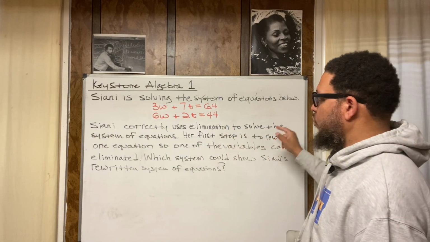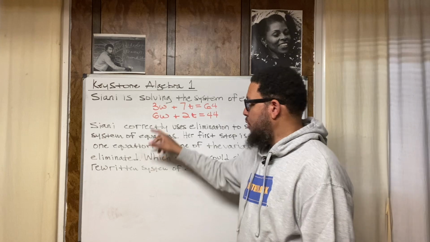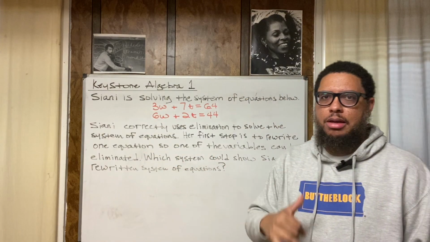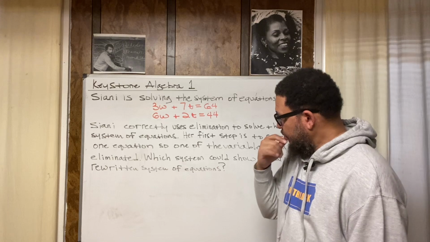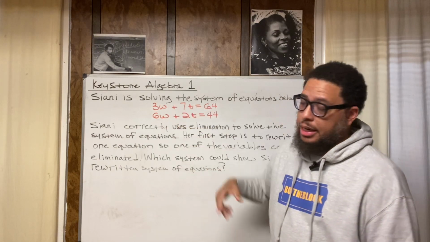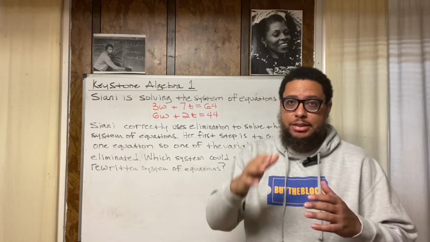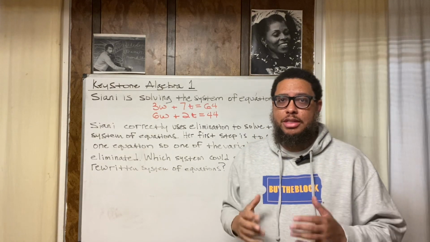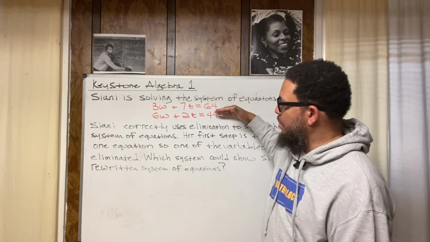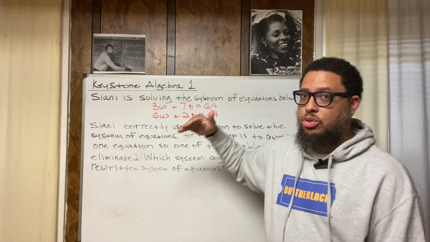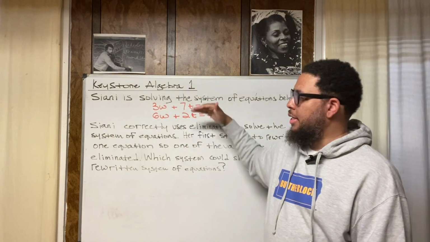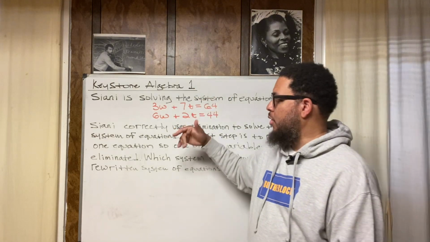Her first step is to rewrite one equation so one of the variables can be eliminated. Dig this, right? Let's say she wanted to eliminate the W's. This is why some textbooks also call this the addition method, because you add the top equation to the bottom equation. Just like back in elementary school doing addition, where you stack the numbers on top of each other and add the top digits to the bottom digits. It's a similar concept, right?